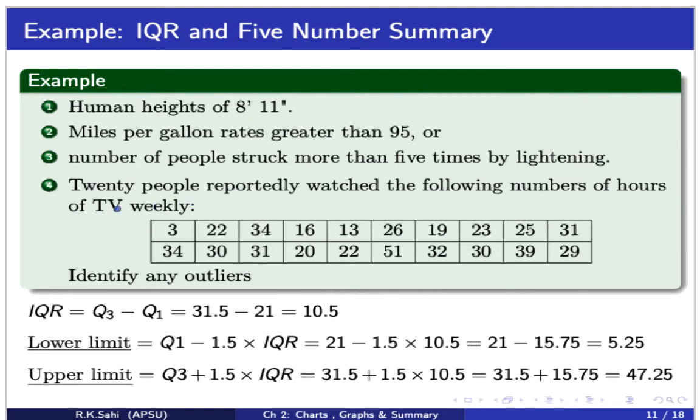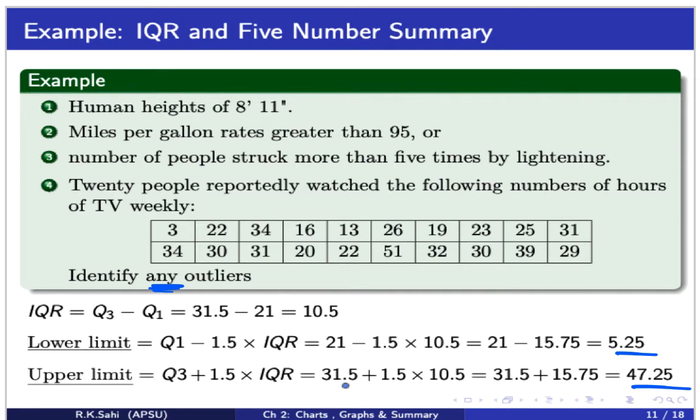Then let's look at 20 people who reportedly watched the following number of hours of TV weekly. We would like to say if there are any outliers. The IQR we have found to be 10.5, then for the lower limit, just plugging in the values, we get 5.25, and 47.25 for the upper limit. I've done the work here for you guys, you can just look into it.